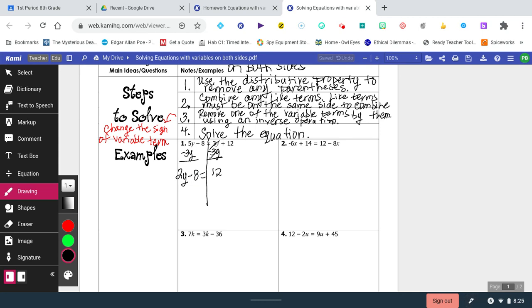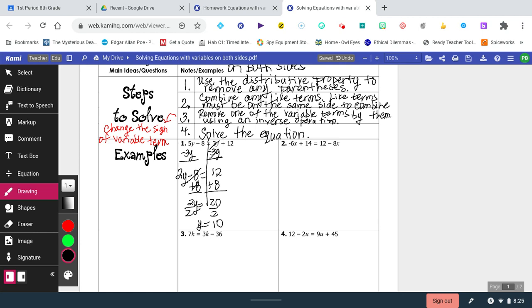All right, so the opposite of minus 8 or negative 8 is plus 8. Add 8 to both sides. So you're going to end up with 2y equals 20. This is 2 times y. The opposite of multiplication is division. So now you get y equals 10. So I hope you all can see, I don't care which variable term you choose to remove. Just remove one of them by changing the sign of the variable term, okay?